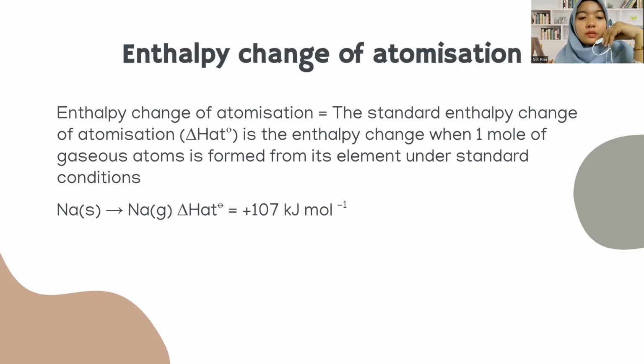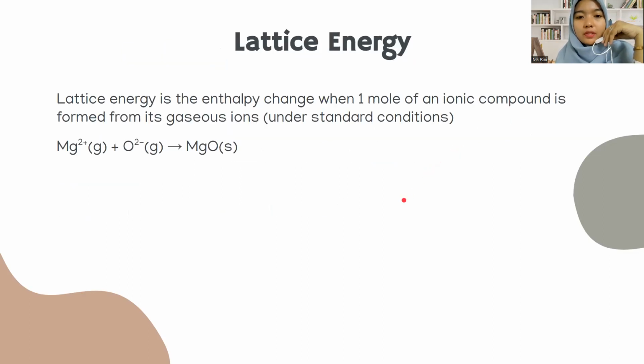So for example, we use sodium element. So sodium in its standard condition is solid. So it starts from sodium solid. It will produce sodium in gas. So the product for the atomization should be in atom and it should be in gas. So easy, yeah? So just write down the element in atom and it should be in gas state. And then at the end, don't forget to write down the symbol delta HAT0 and write down the data. That's for the enthalpy change of atomization.